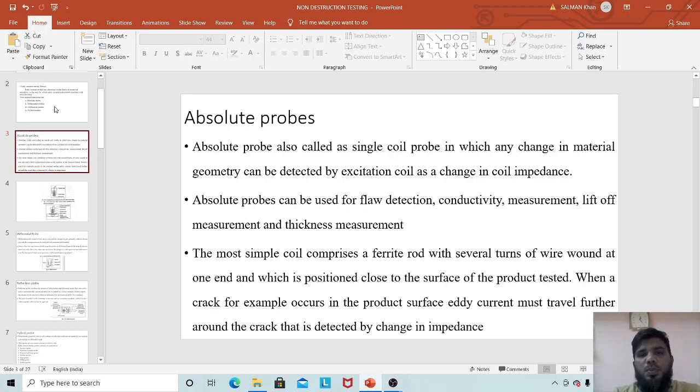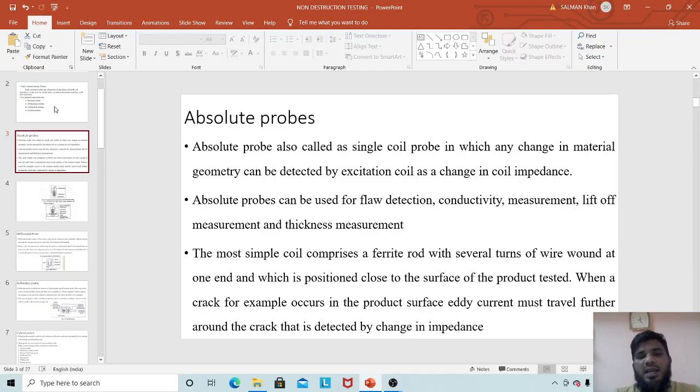So what is an absolute probe? It is a single coil probe. Single coil means it will have a coil to which the current is allowed to flow. Because of the flow of current, the coil gets excited and creates some amount of magnetic flux around it, because of which the material in which we have to identify the flaws gets excited and induced. Because of the magnetization, it will again give some amount of eddy current.